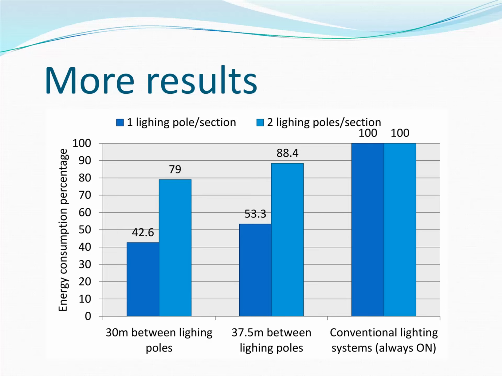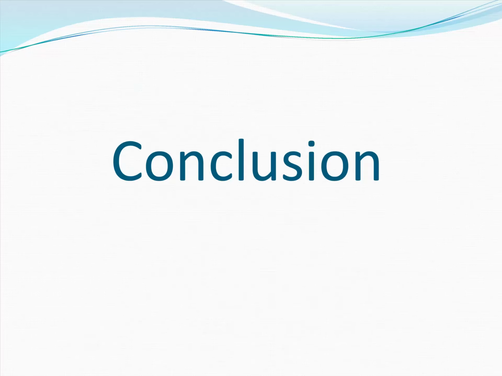So to conclude, in this paper we present the idea of a smart highway lighting system which adapts to road occupancy to reduce energy consumption. Our main contribution is providing a methodology to simulate such a system and predict its performance, and our simulation results show that this system has a good impact on energy saving.